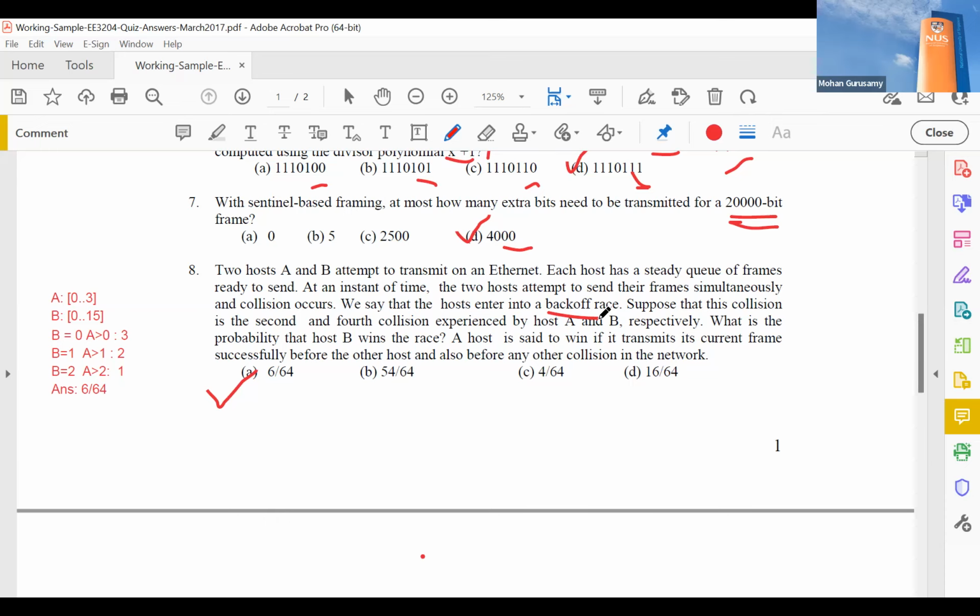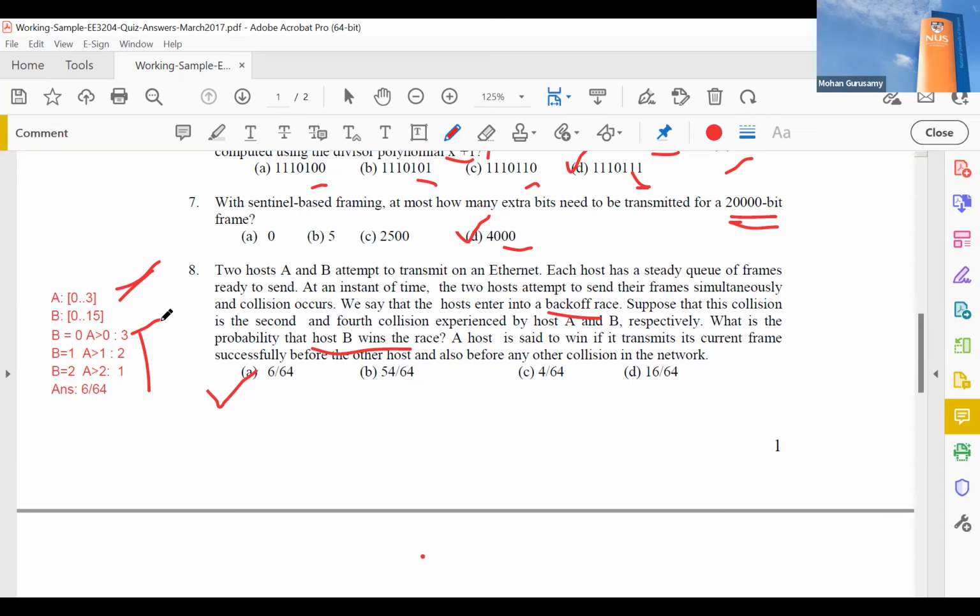So how does the exponential backoff work? A will choose a random number in the interval 0 to 3. B chooses a random number in the interval 0 to 15. Now we need to calculate the probability that host B wins the race. Host B will win in these cases. B may get 0, and when B gets 0, A gets a number greater than 0. Then B will win.